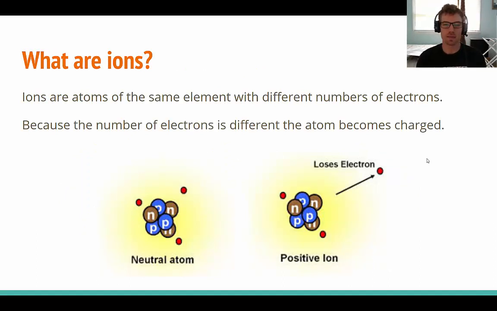Ions are atoms of the same element with different numbers of electrons. Again, because the same element always has to have the same number of protons, right? The number of electrons can differ, and that is what is going to become an ion. Because the number of electrons is different, the atom becomes charged.